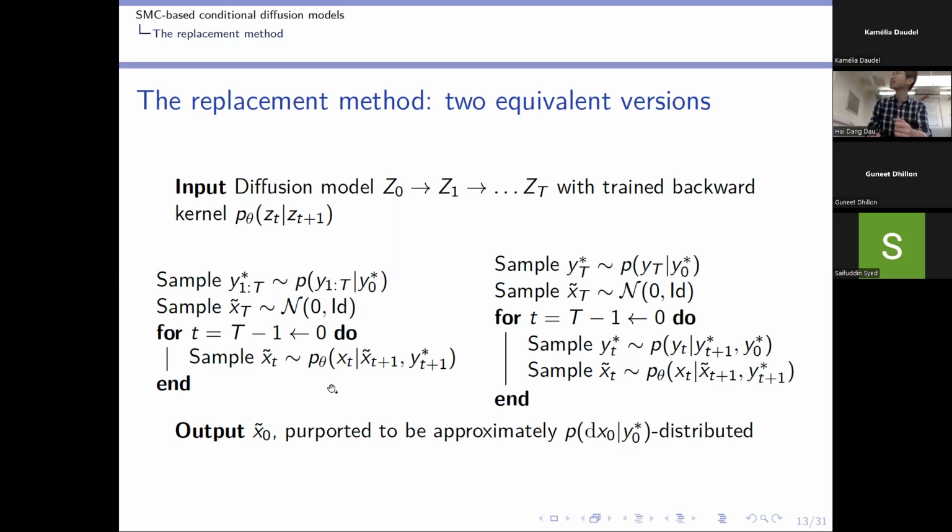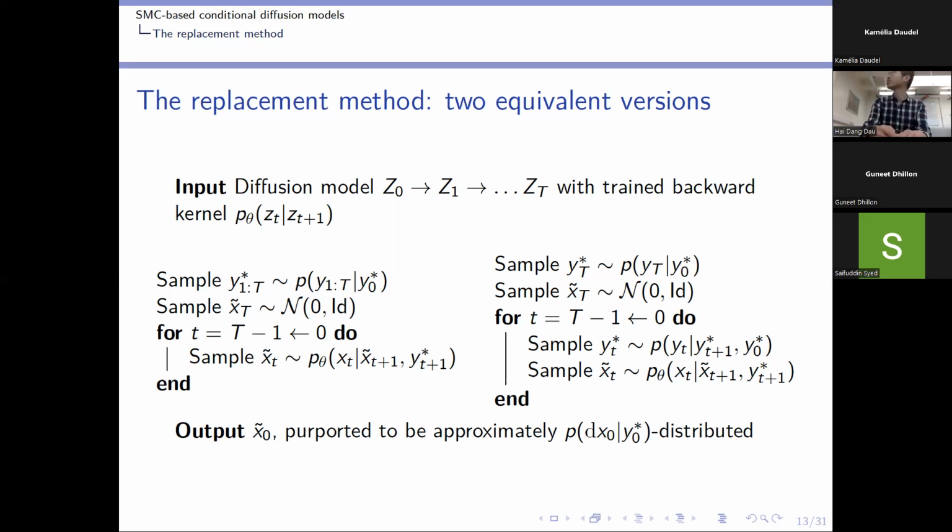All right. Another way to describe that, which is completely equivalent but more intuitive, is that first you sample Yt star given Y0 star. Then you sample Xt tilde at the end from the normal distribution. And then for each step t, you sample at the same time Yt star and Xt, where Yt follows the distribution of Yt given Yt plus 1 and Y0. You can do this because it's just a Markov chain, kind of a Brownian bridge, and Xt follows the backward distribution, again the one that you have learned. Okay, so the output of this is X0 tilde, and people say that it's approximately P of X0 given Y0 star distributed.